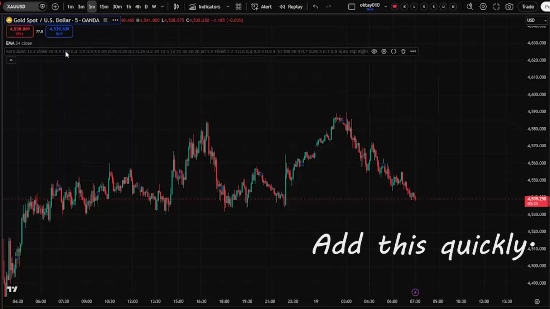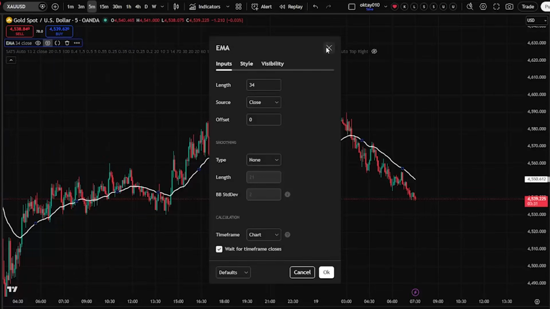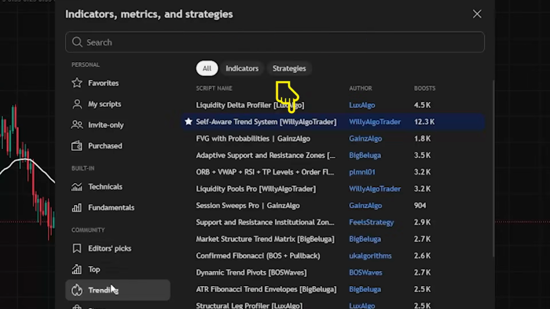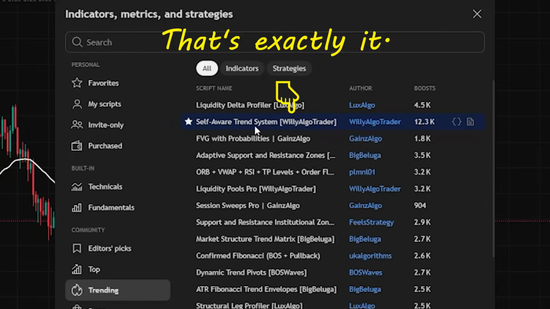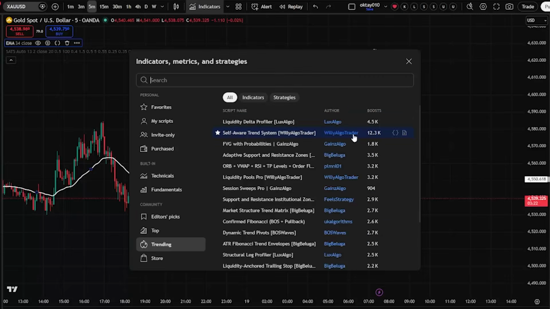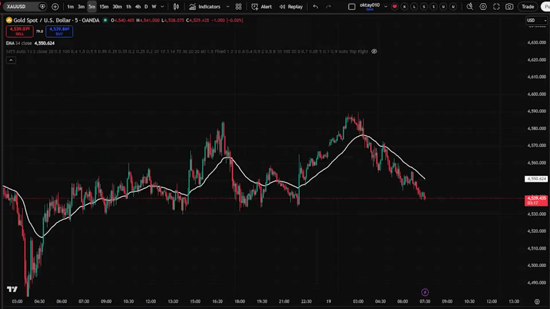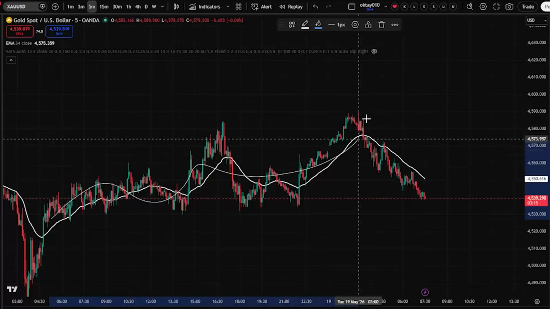Add EMA 34 first. We know what EMA is supposed to do, so I don't need to explain. Let's go to the second indicator that is important. Self-aware trend system. Show WillyAlgoTrader. This tool in TradingView gives you trend signals and helps you enter the trade more accurately.